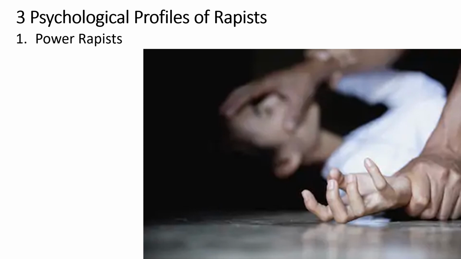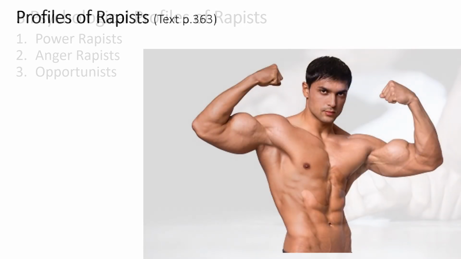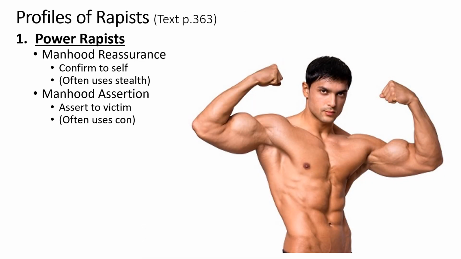In criminal profiling, experts have developed 3 psychological profiles of rapists. The first one, power rapists. The second one, anger rapists. And the third one, opportunists. We'll talk a little bit more about each one of these. Let's look at the first category, power rapists. Power rapists are divided into 2 subcategories.